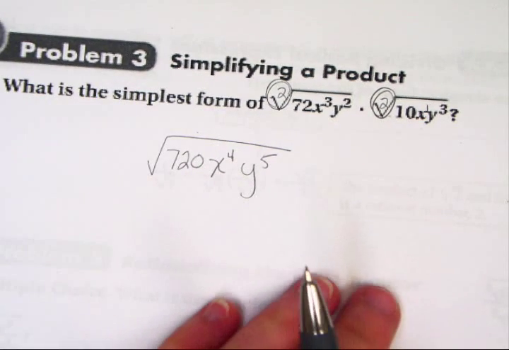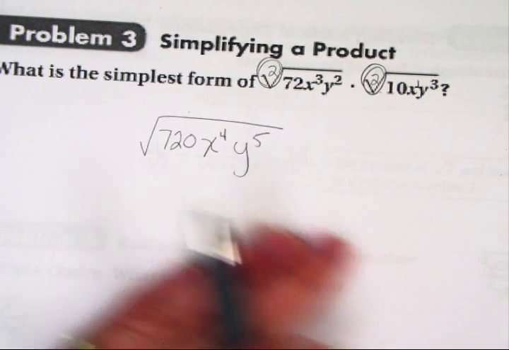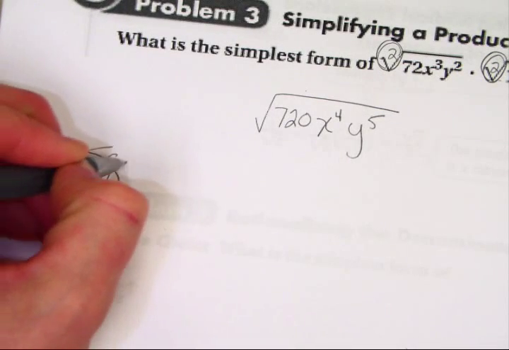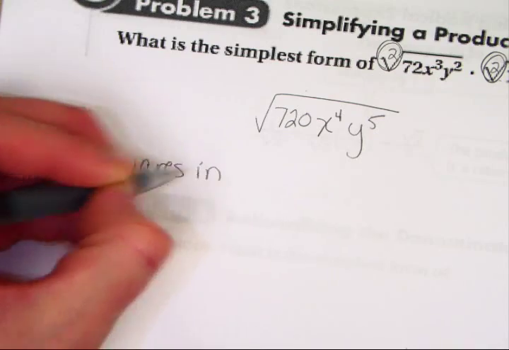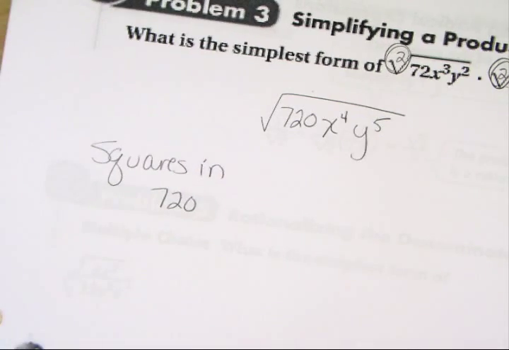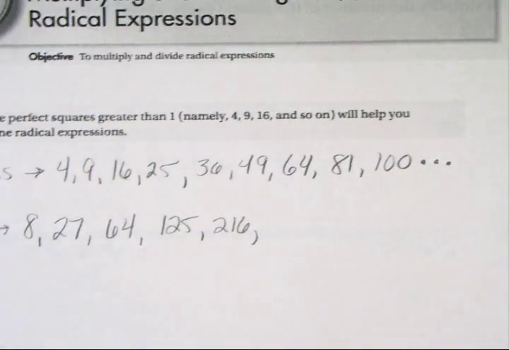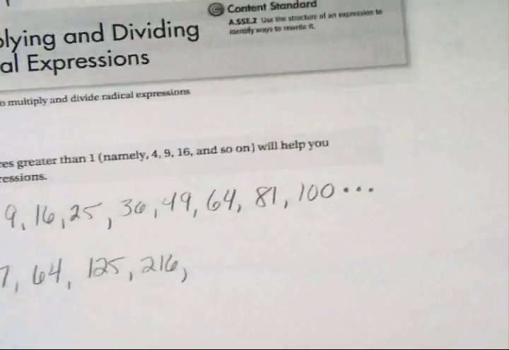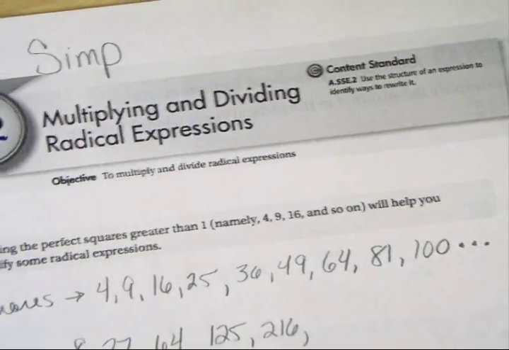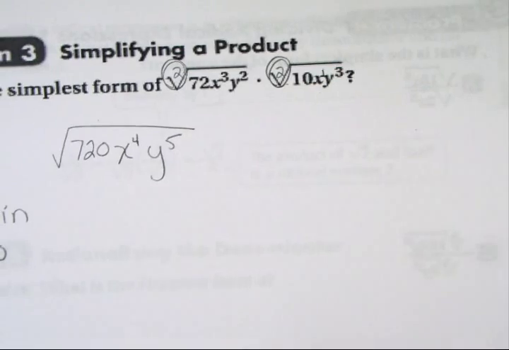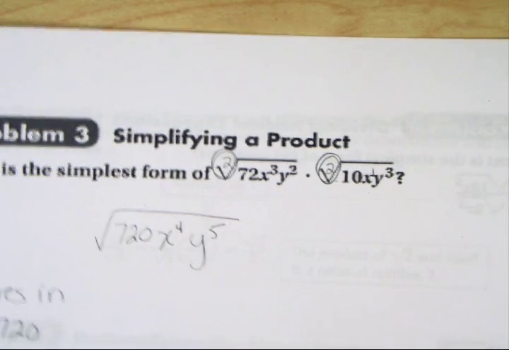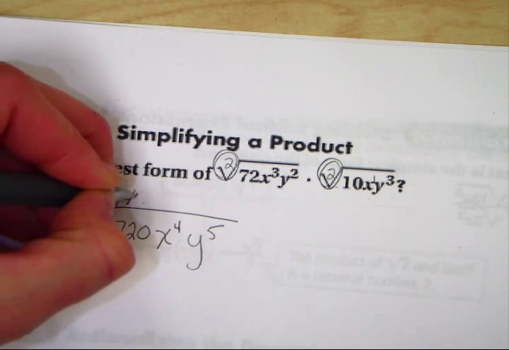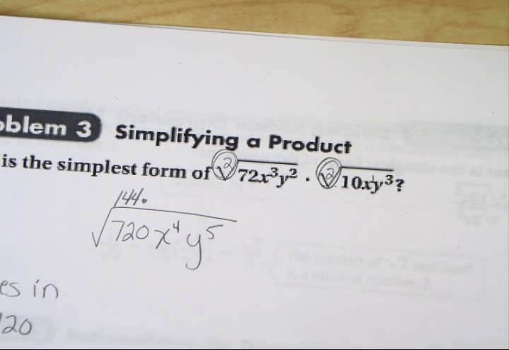Now we have a problem just like we did in problem 2. This time we are looking for squares in 720. Well, I'm going to flip back to my front page. What is the biggest square inside of 720? If you need to, pull out your old chart. In this case, the biggest square in 720, and you'd have to pull out your old chart and know how to do this, is 144 times 5.